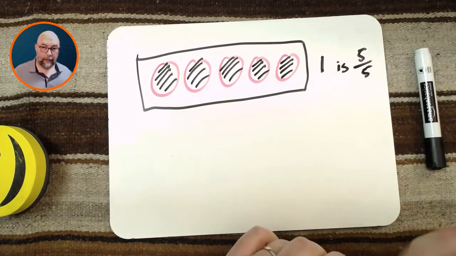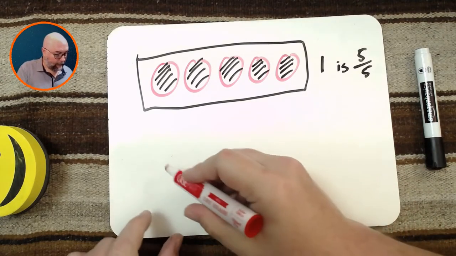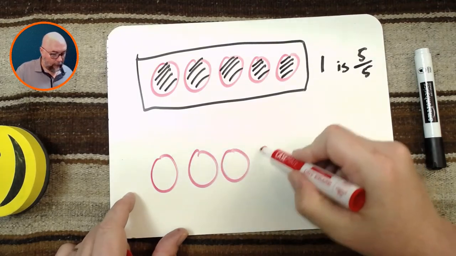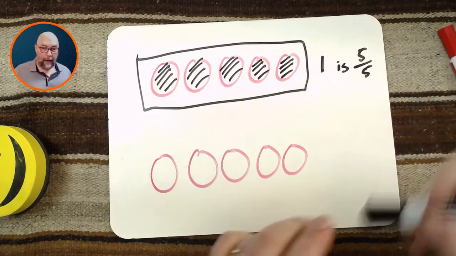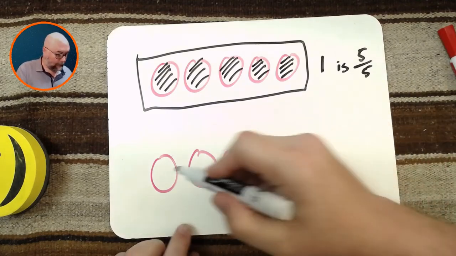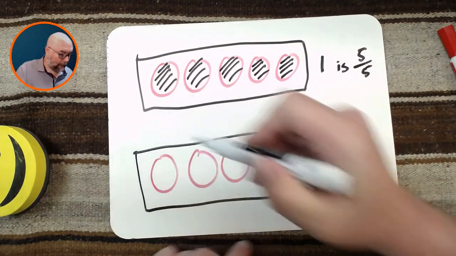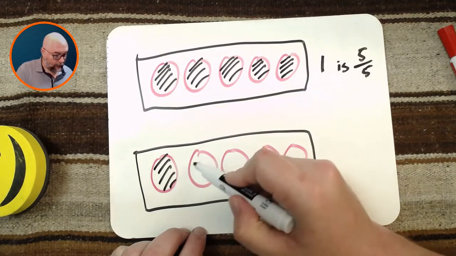What if we have a second package of 5 cookies? So we draw cookies. 1, 2, 3, 4, 5. And all of those 5 cookies are in their package. And all of those cookies are also covered in chocolate.